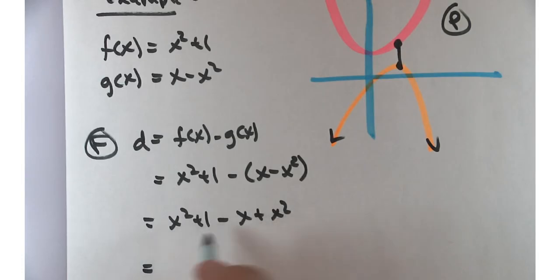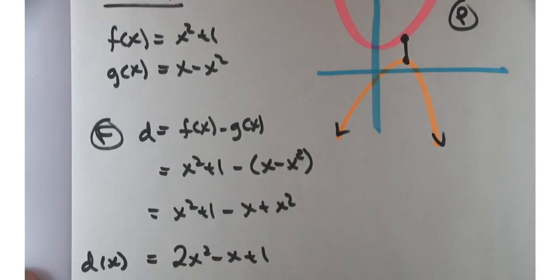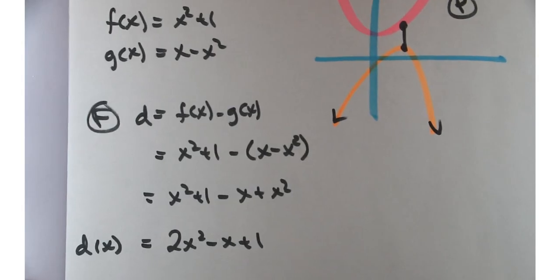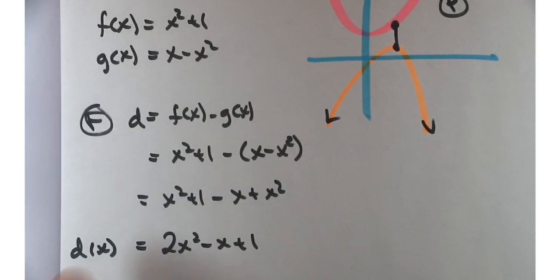Let's add these two terms together. 2x squared minus x plus 1. And let me call this d of x. I'm calling it d of x because it just depends on that one variable. It just depends on x. Picture, function. What comes next?